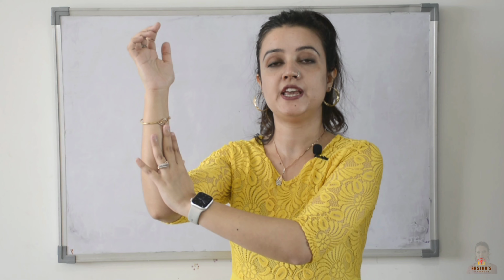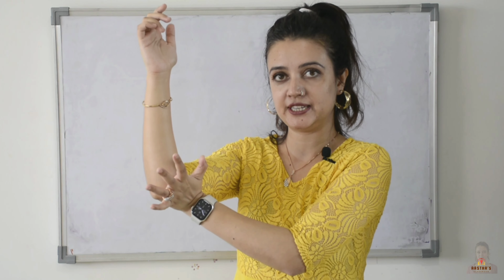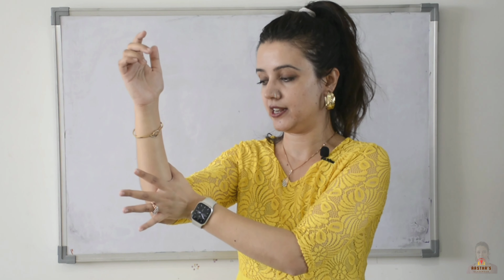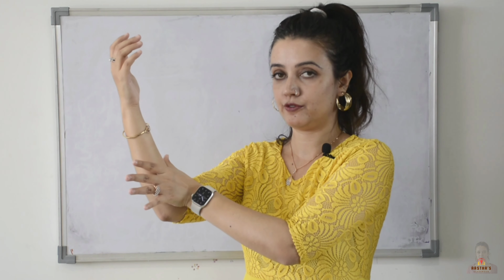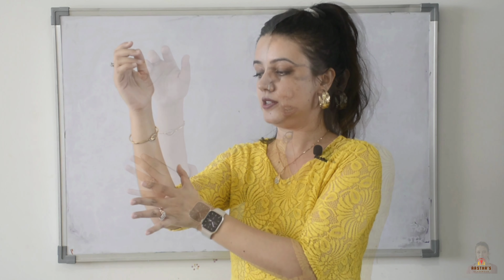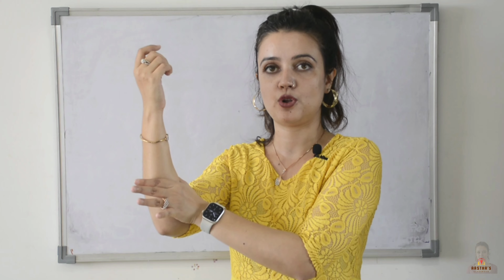Now let's come to the action of this muscle. Since it runs from medially in the humerus to laterally in the radius, when the muscle shortens, it pulls the forearm into pronation in this way. That's why the function of pronator teres is to cause pronation of the forearm.